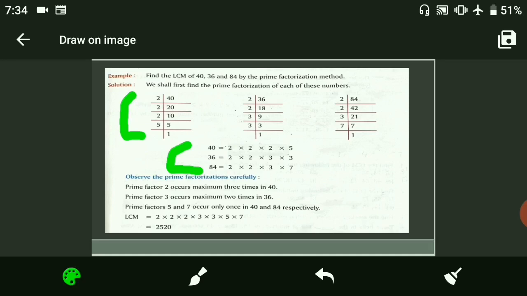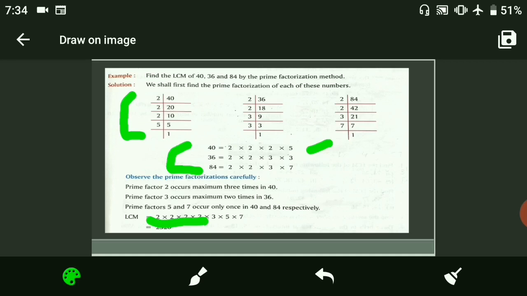Now you have to find firstly 2. In which number does 2 come the maximum times? See, in 40, 2 comes 3 times. In 36, 2 comes 2 times. In 84, 2 comes 2 times. So in which number does 2 come the maximum? In 40. So how many times does it come? 3 times. So you write 3 times 2's in the LCM.